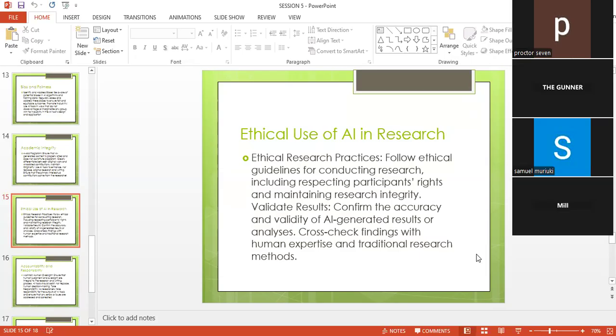Validate the results. Confirm the accuracy and validity of AI-generated results or analysis. If it assists you to draw a table or to draw a pie chart, confirm that the pie chart it has given you aligns with the data in the table. Don't just pick the pie chart and go. Look at the table and then look at the pie chart. Cross-check findings to ensure that they are correct. Sometimes it can be wrong.